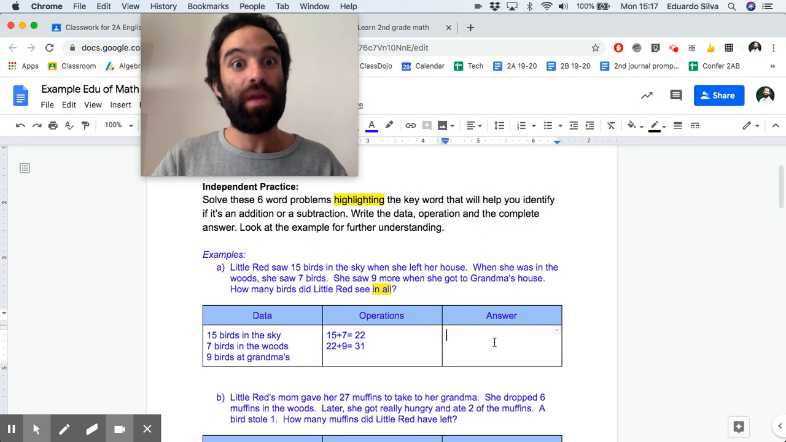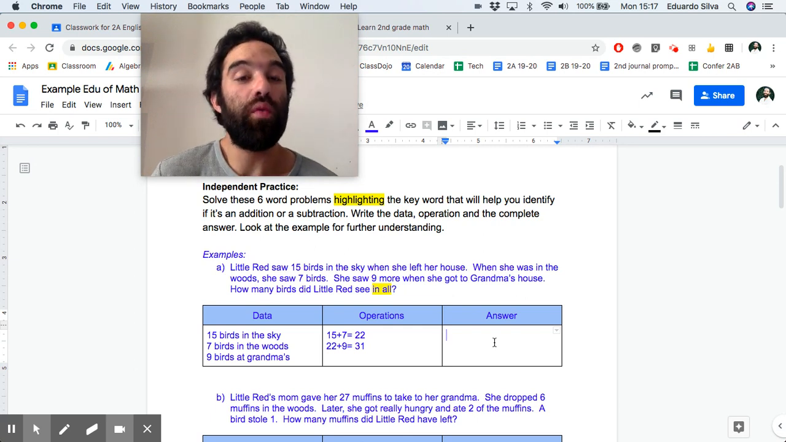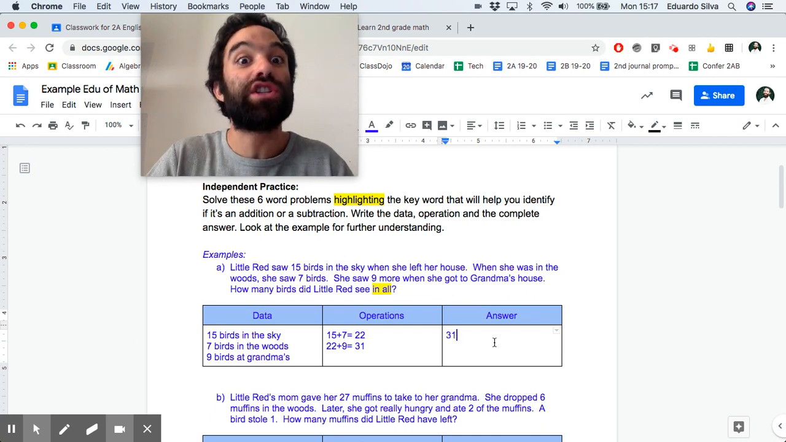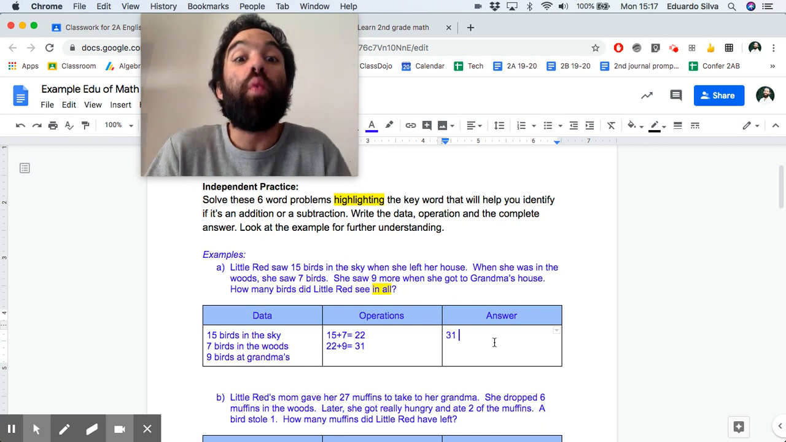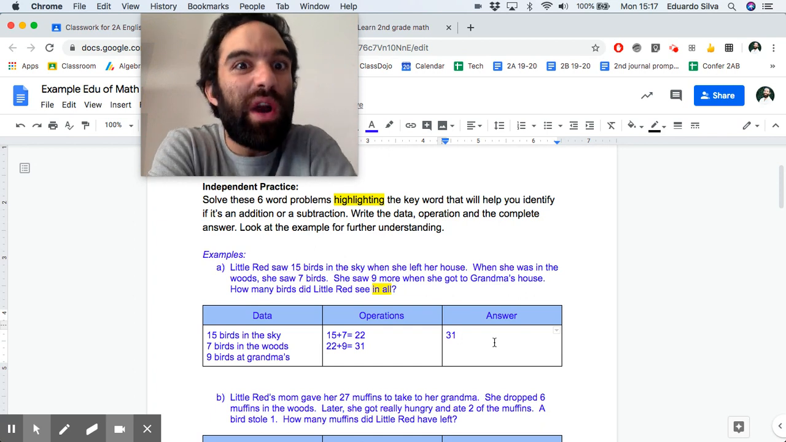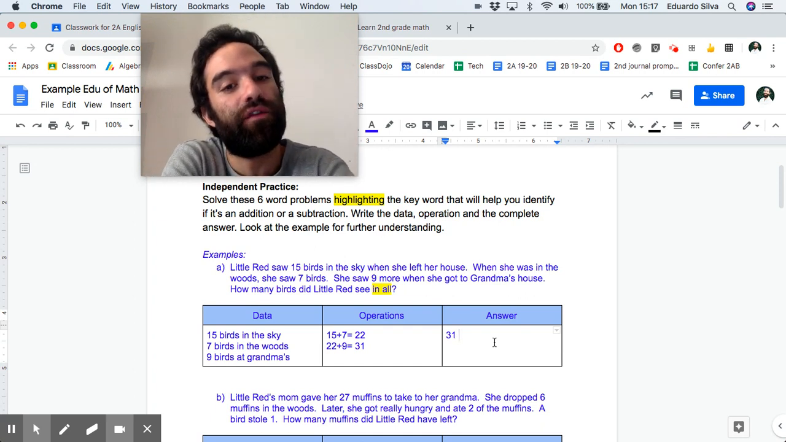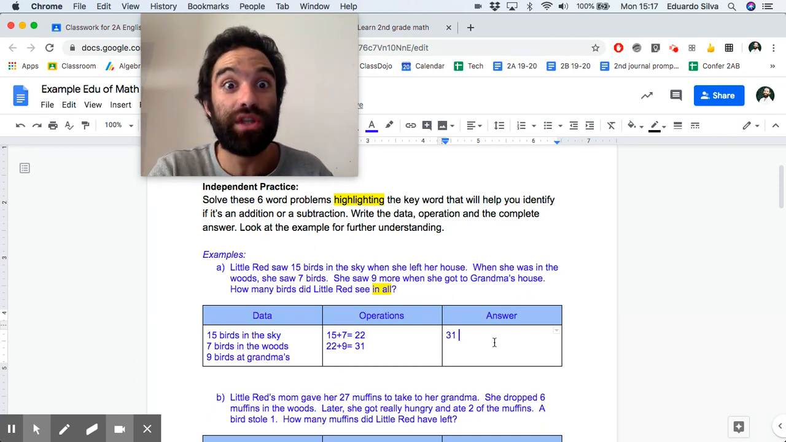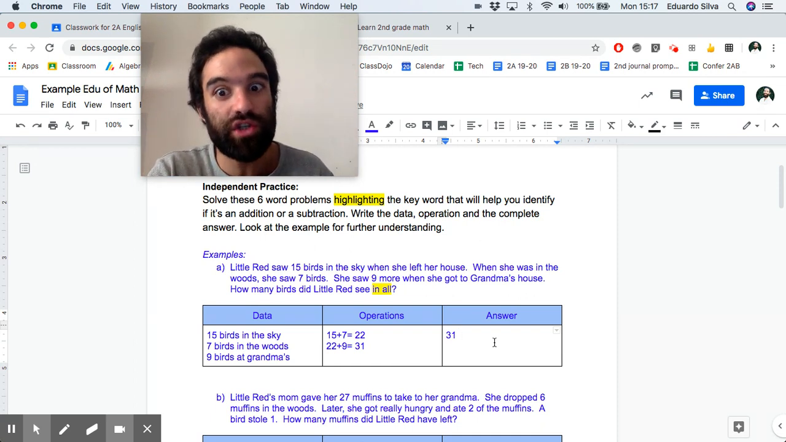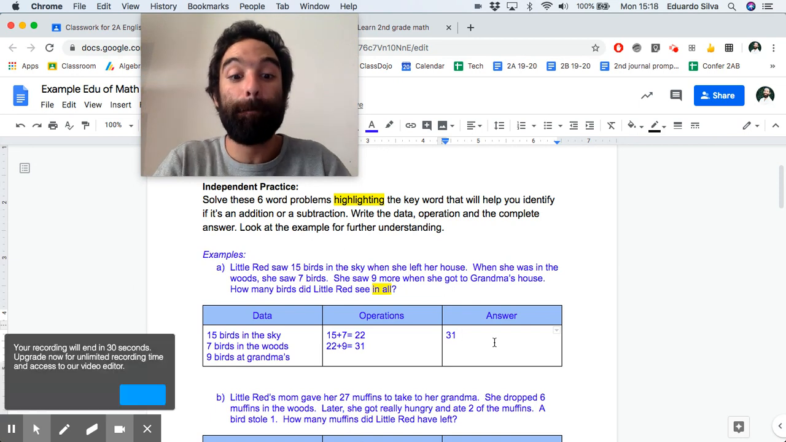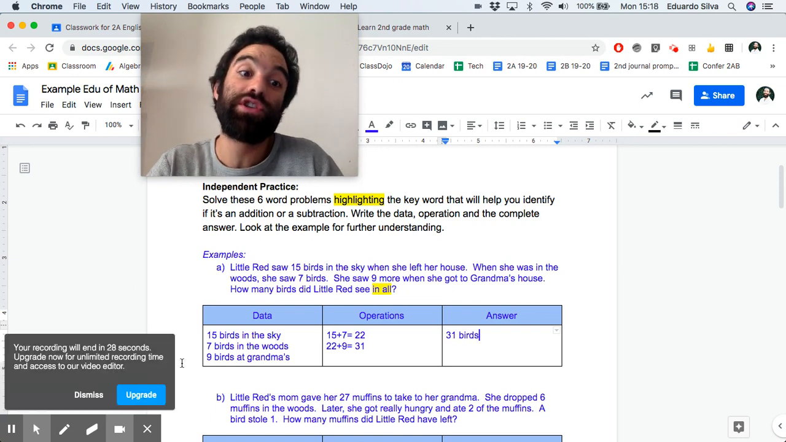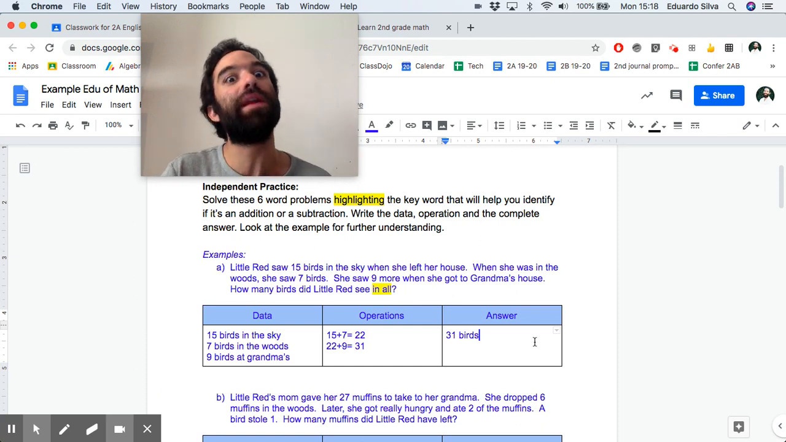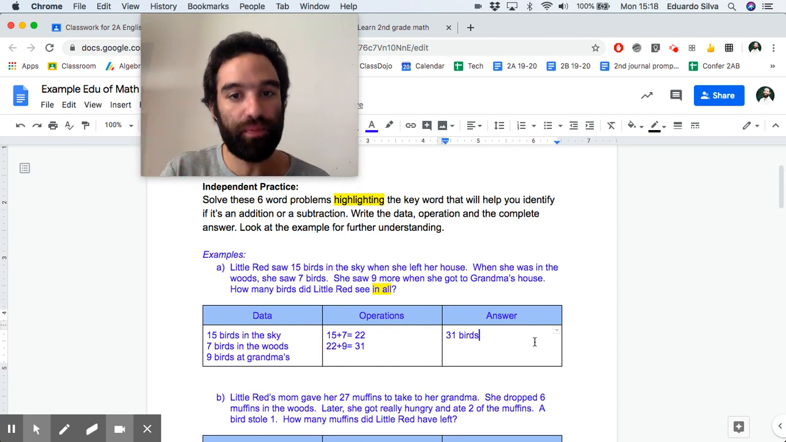Now remember, guys and girls, when we are answering a word problem, our complete answer is not just 31, it's 31 what? If we look at the question, they usually tell us what they're asking for. How many birds did Little Red see in all? The answer to the problem, to respond to that question, would be 31 birds, because that's the number of birds she saw, okay? There, I would be done with my first word problem, okay?